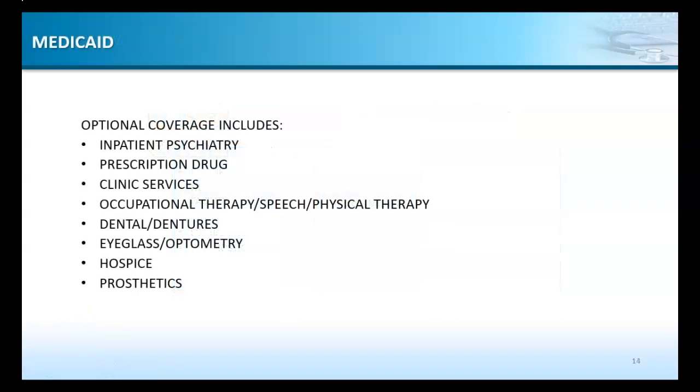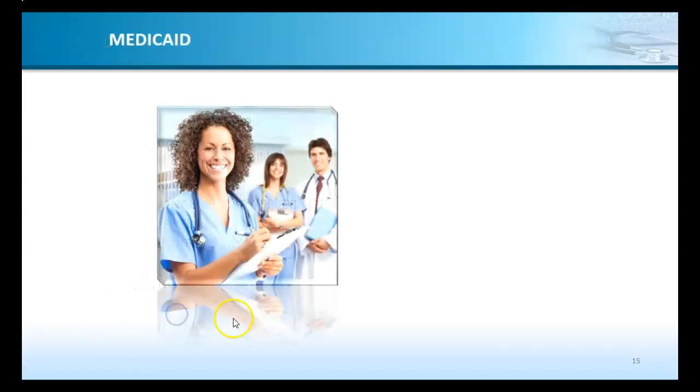Optional coverage for Medicaid includes inpatient psychiatry. Optional coverage also includes prescription drugs, clinic services, OT/PT services, speech, dental, dentures, eyeglasses, optometry, hospice, and prosthetics. Those are optional coverage, and you usually have to get authorization to receive those services.